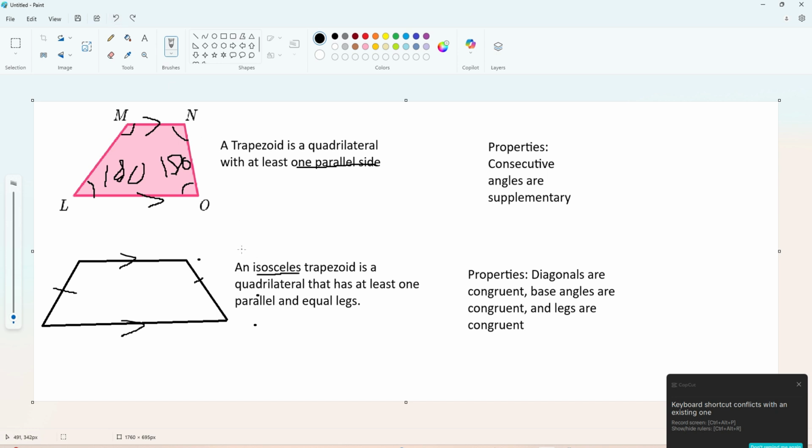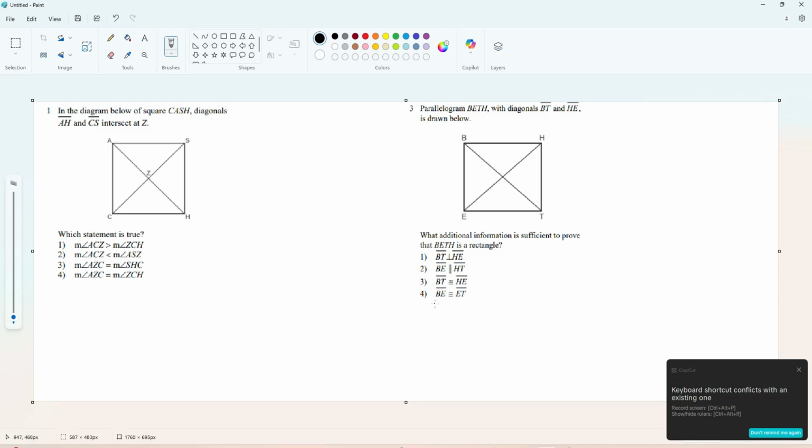Since the legs are congruent to one another, we can also find that the base angles are congruent. To end this off, I'm going to give you 4 questions for you guys to answer. Now, look at question 1 and read it. In the diagram below, a square CASH has diagonals AH and CS intersecting at point Z.